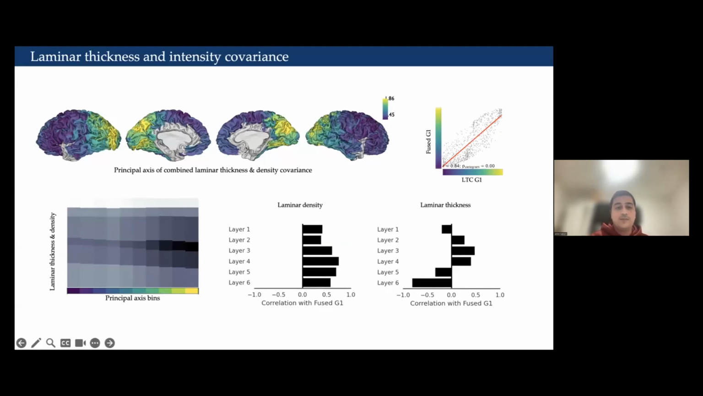And then we observed that if we combine both features, thickness and density, and then apply the same approach, we get an axis which is very similar to the main axis that we observed, which shows that these two features co-vary with each other. And specifically, in this axis, we see again, from frontal to more posterior areas, the same pattern in thickness, but also an overall increase in the density of the image, which is more prominent in middle layers.